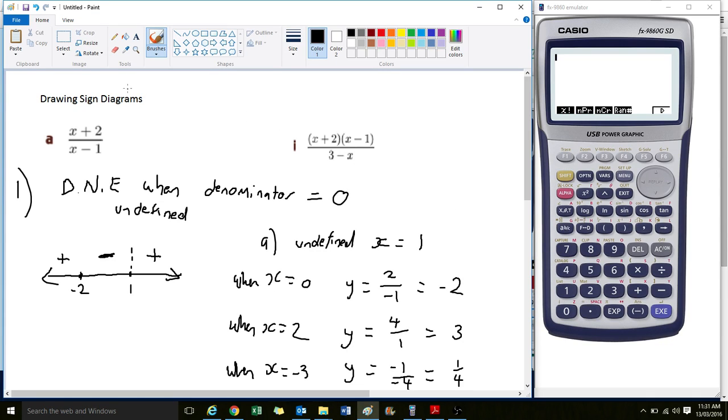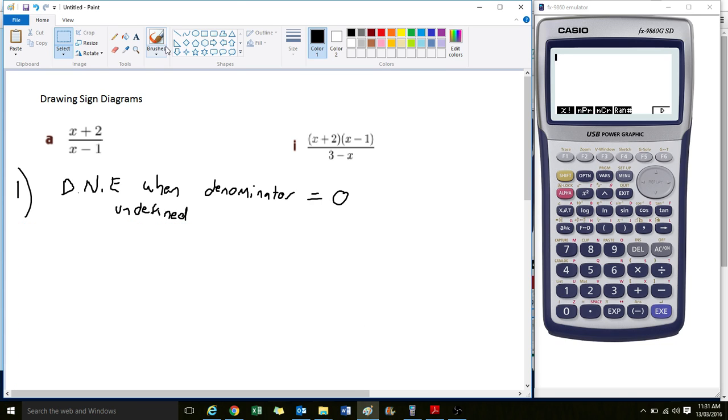I'm going to show you how we do the more complex one here now. Okay, so I might keep that information that we have there actually. Let me just get rid of this. Okay, so we've got the function x plus 2 on x take 1. So the first thing is the function is undefined. So we're talking about when it is undefined.